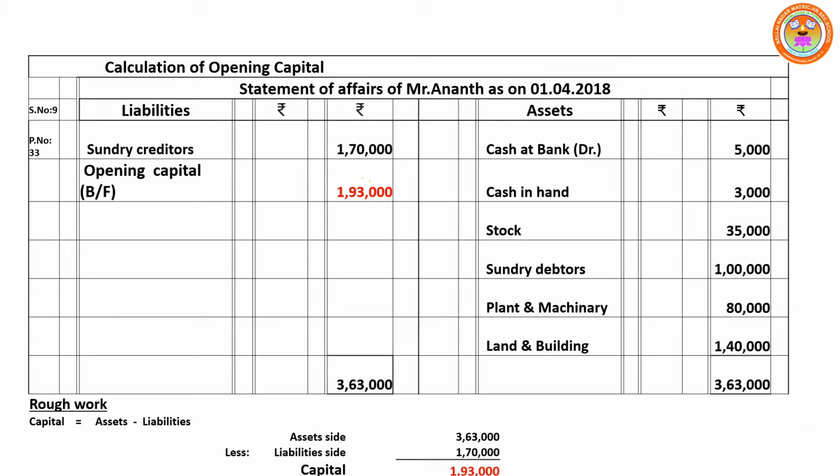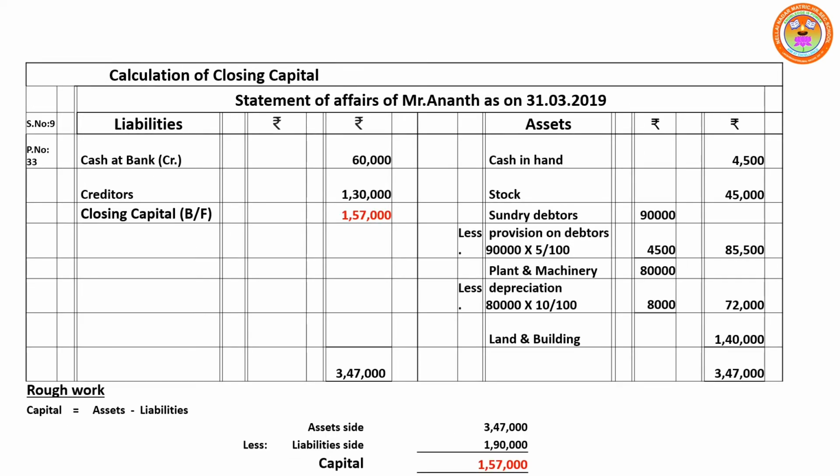Move on to step number 2, calculation of closing capital. First one, cash at bank, unfavorable balance. So it will be shown under liability side, 60,000. Cash in hand, 4,500. Stock 45,000. Then look at the next one. Sundry debtors 90,000. Adjustment, show the adjustment here.